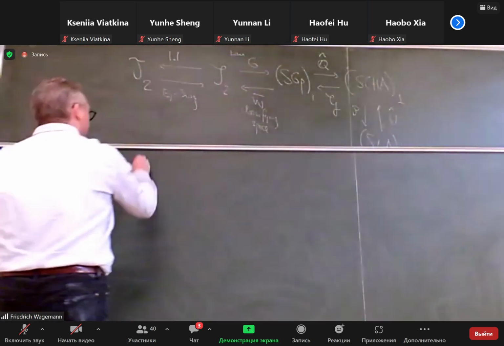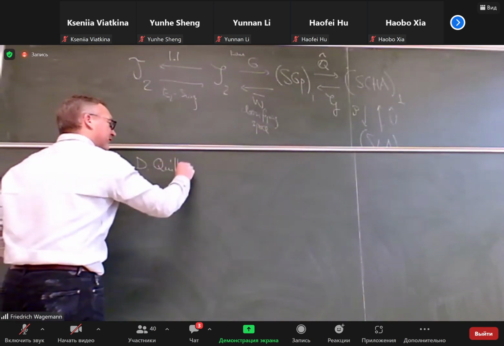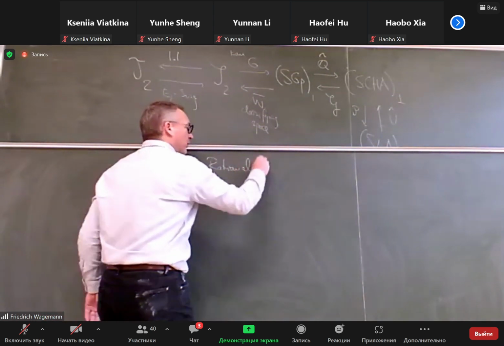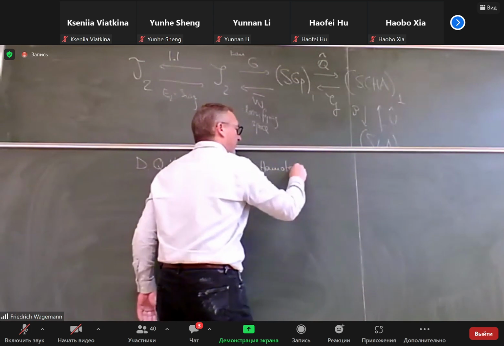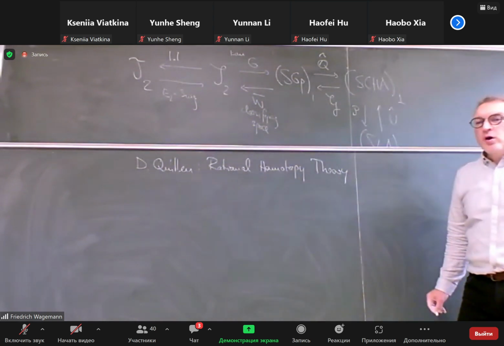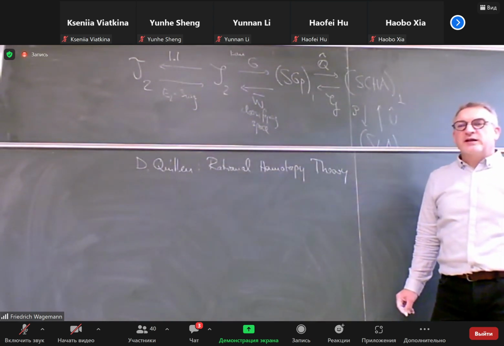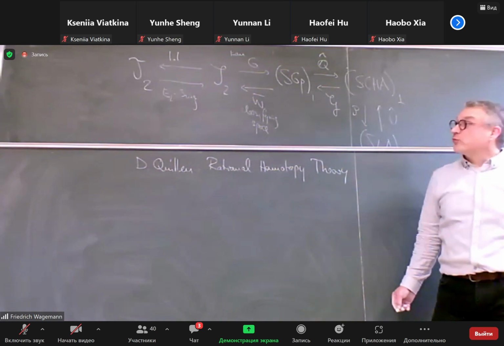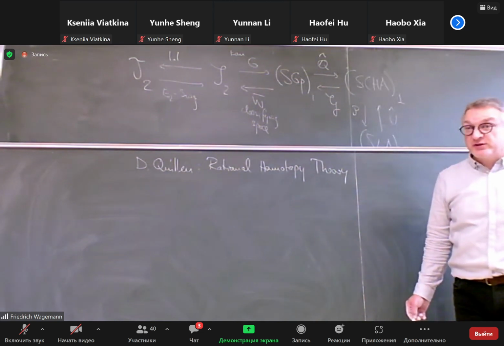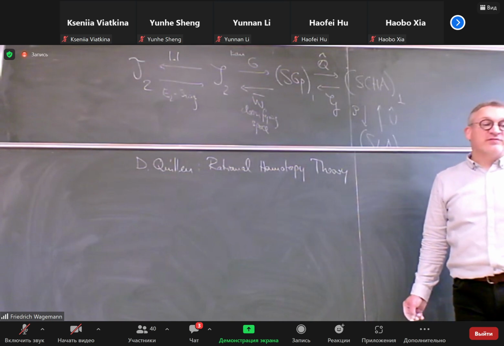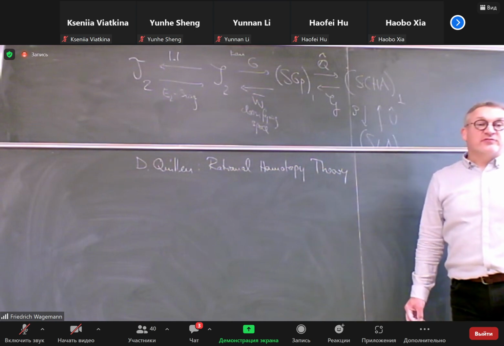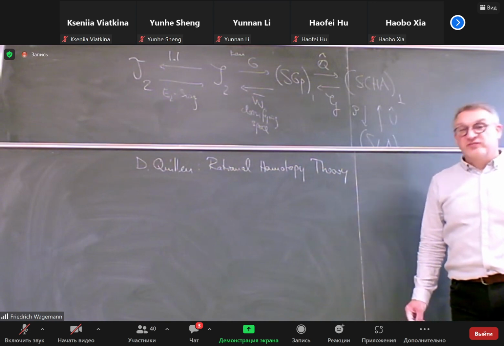Daniel Quillen was a very influential mathematician of the 20th century, and he has a paper on rational homotopy theory in 1969, I think. What he proves there is that one-connected topological spaces can have models for their rational homotopy theory in terms of differential graded Lie algebras or in terms of differential graded commutative algebras. These are the Sullivan models.